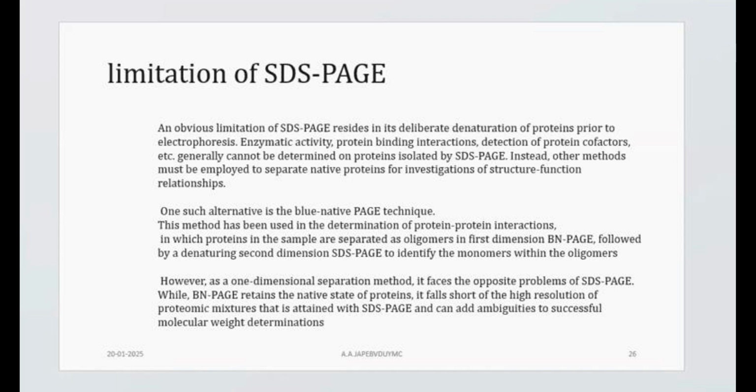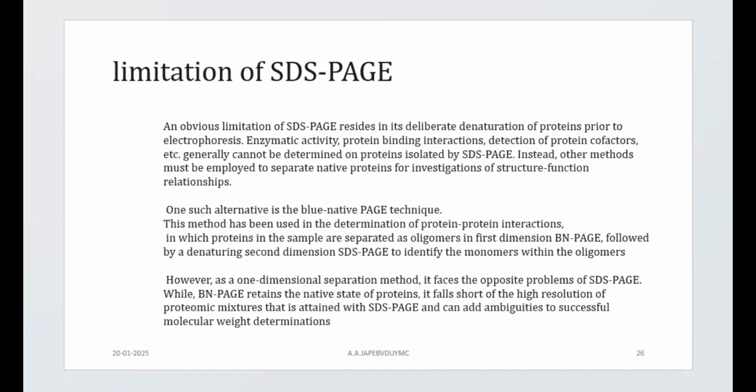So, let's talk about it, right? Now, when I talk about isoelectric focusing, I also have to say something about the limitations of SDS-PAGE. We have discussed in the previous lecture what the benefits of SDS-PAGE are, but of course the limitations are the deliberate denaturation of proteins prior to electrophoresis. Right, SDS is going to denature the protein, so that is one limitation or disadvantage, you can say.